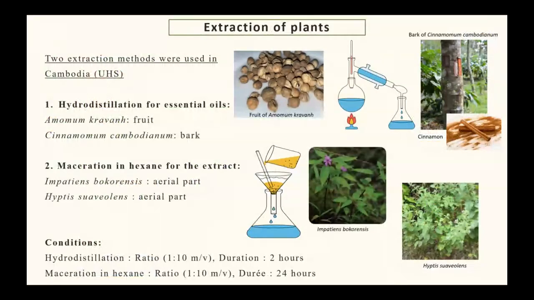Concerning the extraction of the plants, 2 methods of extraction were used for the Cambodian plants: either hydrodistillation for essential oil from the fruit of Amomum cravan, or the bark of the tree for Cinnamomum cambodianum, or we used a maceration in hexane for the extract of higher parts from Impatiens bocorensis and Iptis faverans.